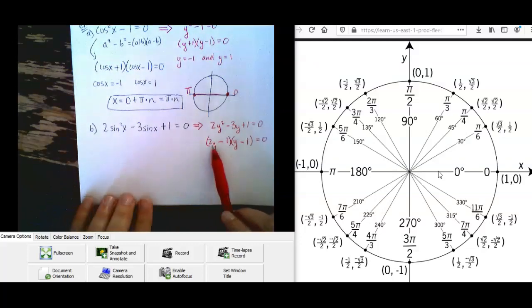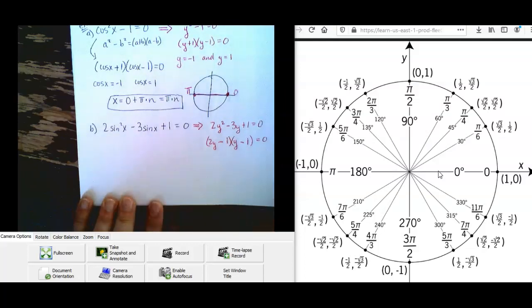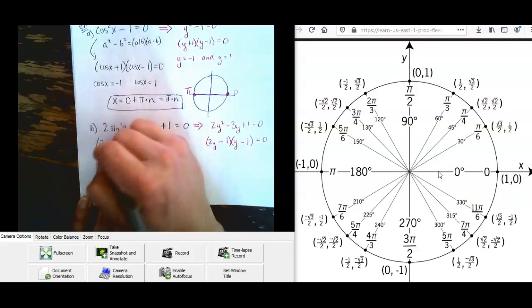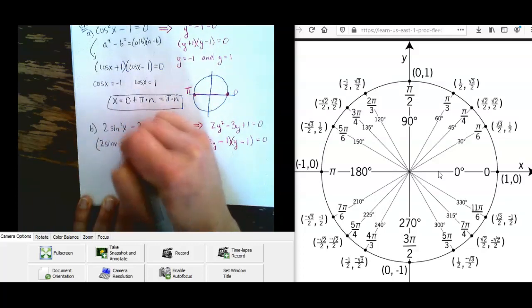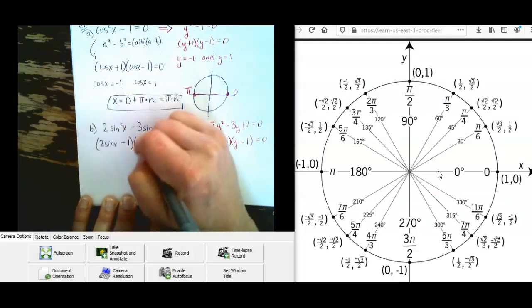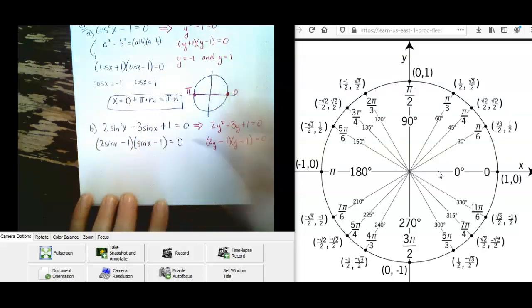So you've effectively factored the equation there. If we check to see if we create this middle term, we look at the outside and inside multiplications and then combine them. 2y times negative 1 is negative 2y. Negative 1 times y is negative 1y. Negative 2y and negative 1y make negative 3y. So this is the factored form of this equation. This is no different, because the factors are going to look like this, except the y's will be sines. So we can rewrite this as 2 sine x minus 1 times sine x minus 1 equals 0.